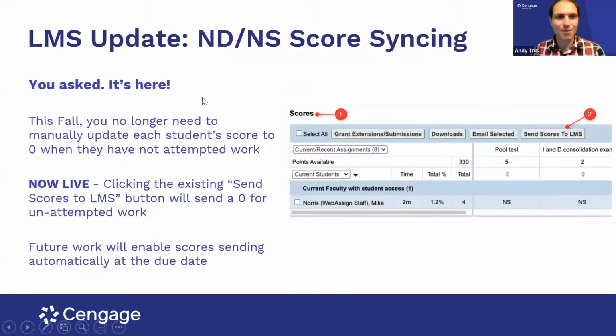So what's coming live for fall? Well, first off, I mentioned LMS updates. We do have an exciting one to announce here that actually already is live. Previously, when a student got an ND or NS in the score view, never downloaded, never submitted, you had to do a little bit of manual work to get that over to the LMS and convert that to a 0. You don't have to do any of that work anymore. You can just click the Send Scores to LMS button in the score view, and that'll automatically convert those over to 0s for you. Hopefully that saves you some time.